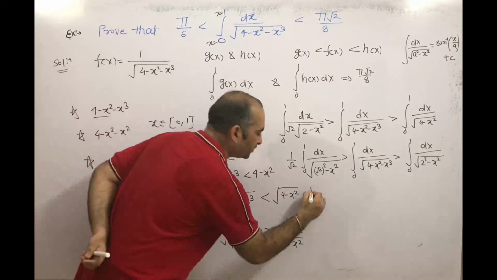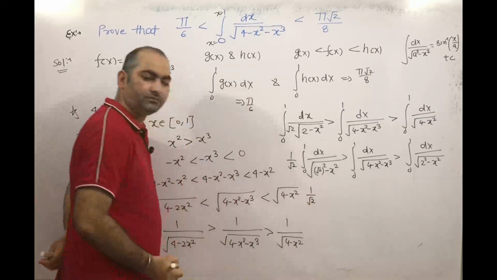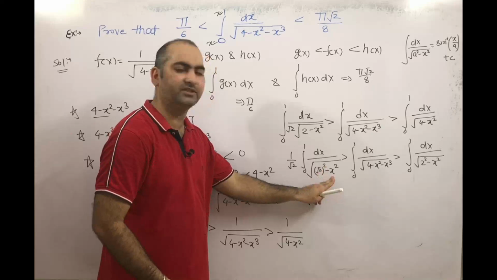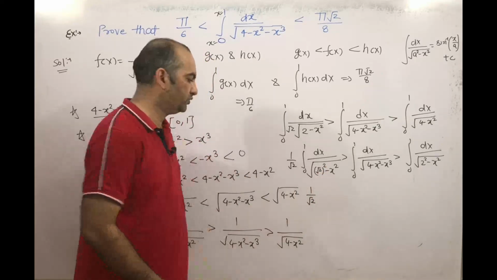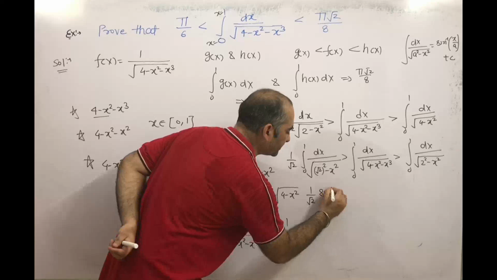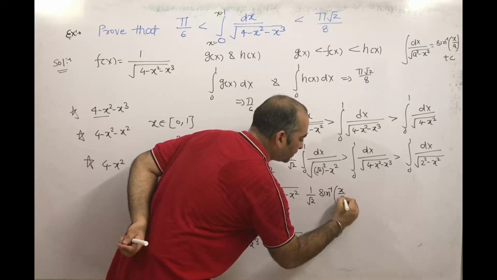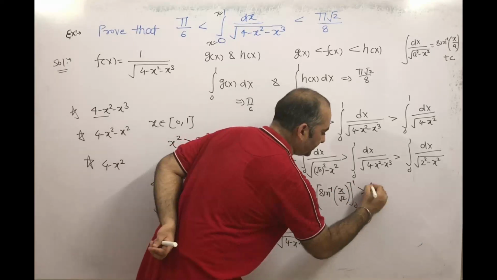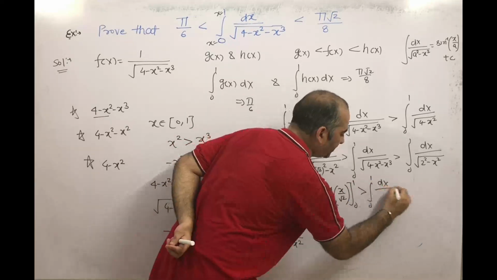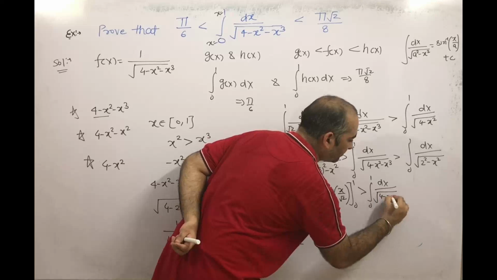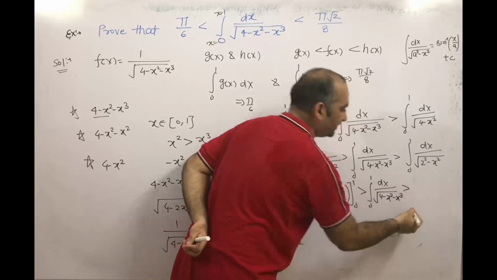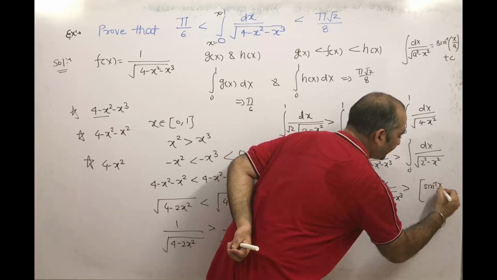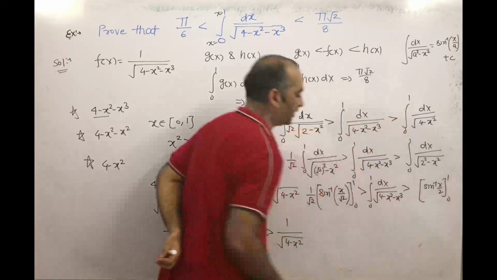So here what will come? 1 by root 2, 0 to 1 dx divided by root over root 2 whole square minus x square. So here a value is what? Root 2. So this one will come out sine inverse x divided by root 2. Limit is 0 to 1, is greater than integration 0 to 1 dx divided by root over 4 minus x square minus x cube, as it is greater than this one. Integration, what will come? Sine inverse x by 2 between limit 0 to 1.